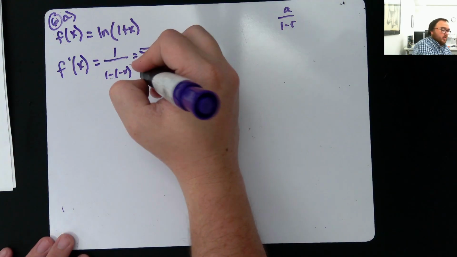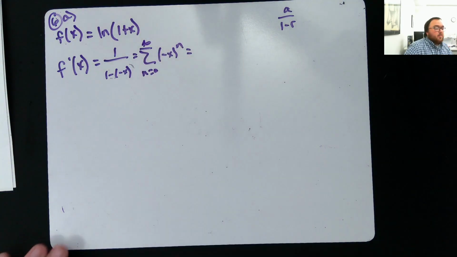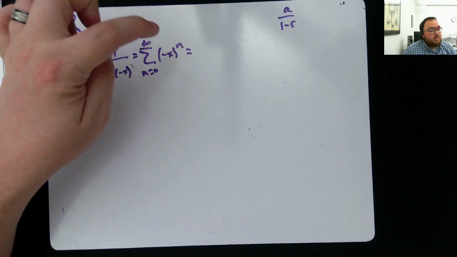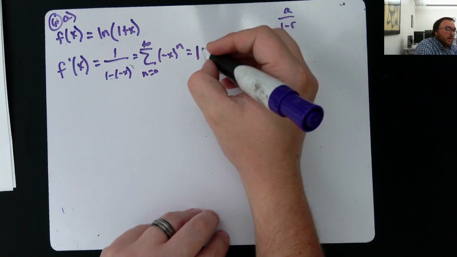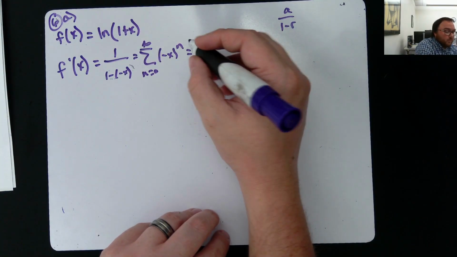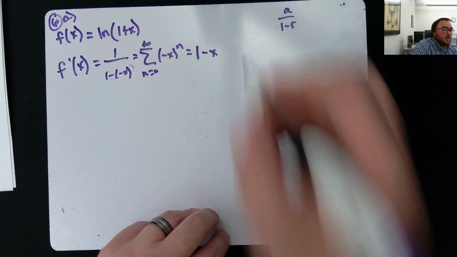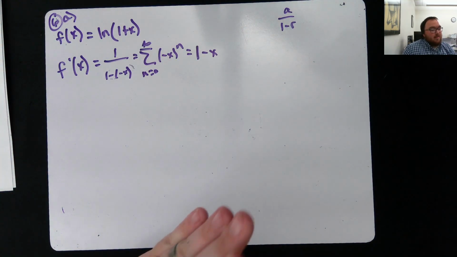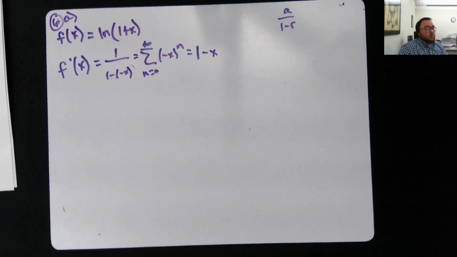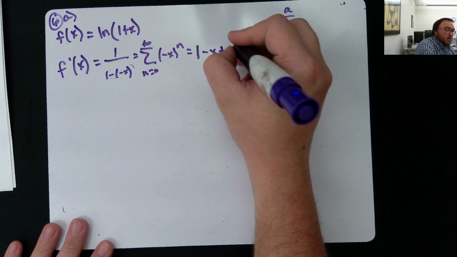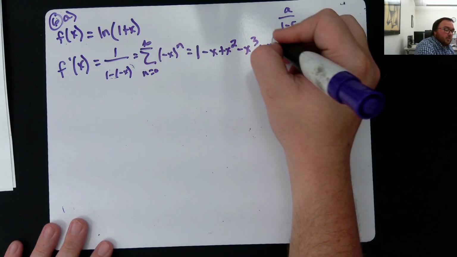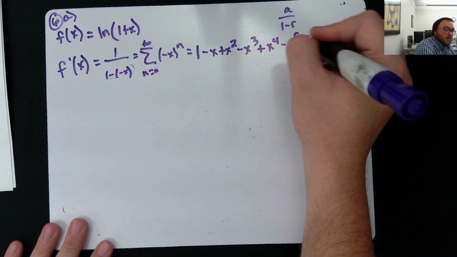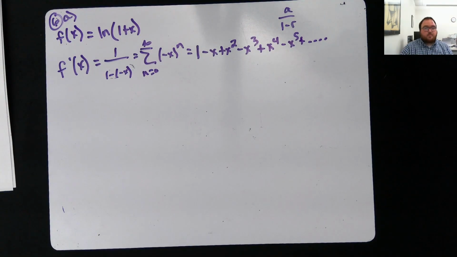So remember, this always starts at 0. Plug in 0, negative x to the 0 is 1. Plug in a 1, you get negative x to the first, which is just negative x. Plug in a 2, the negative x squared is just positive x squared. Following that pattern, negative x cubed, positive x to the fourth, negative x to the fifth, on and on.